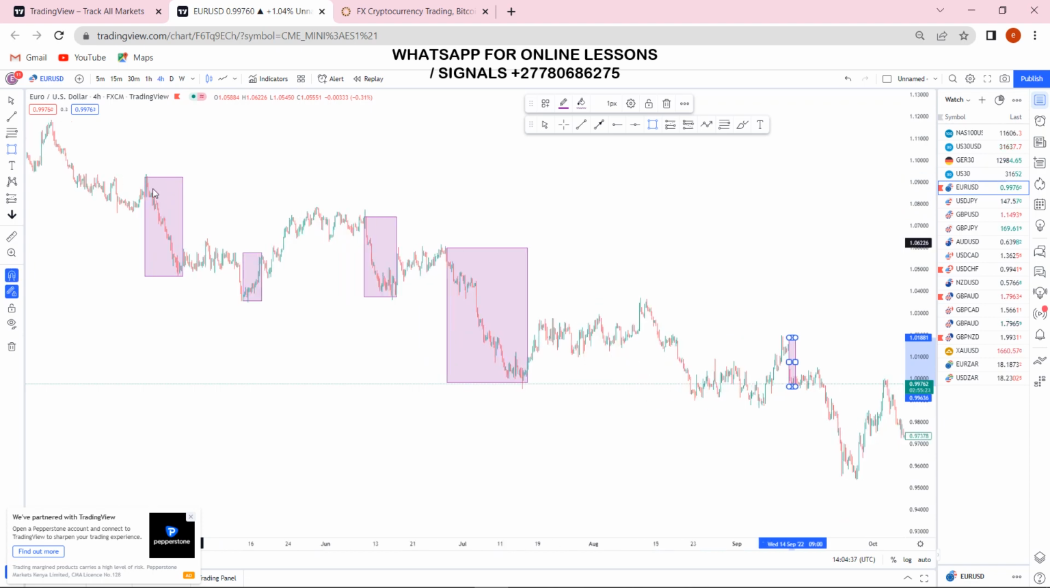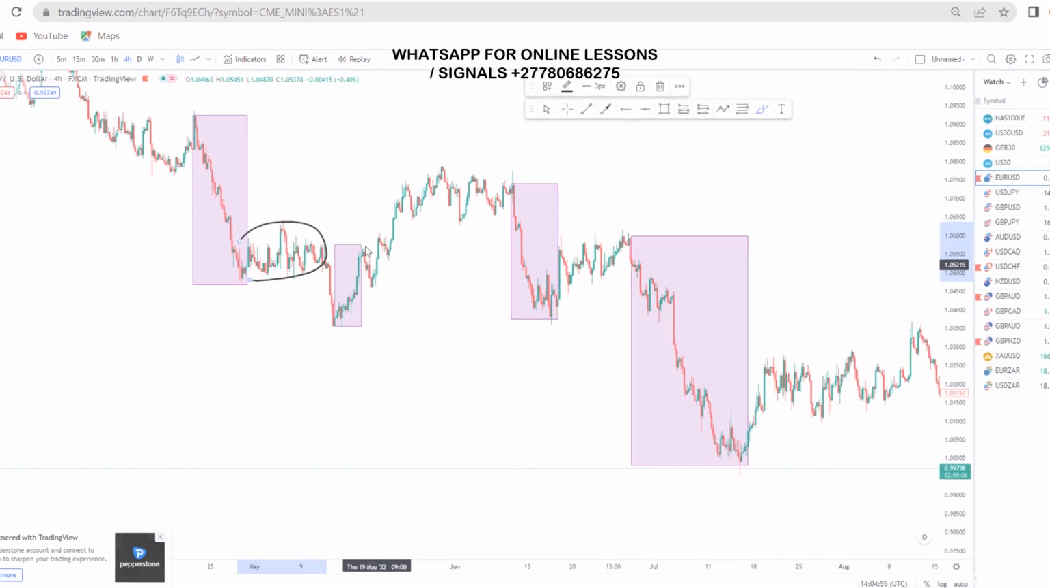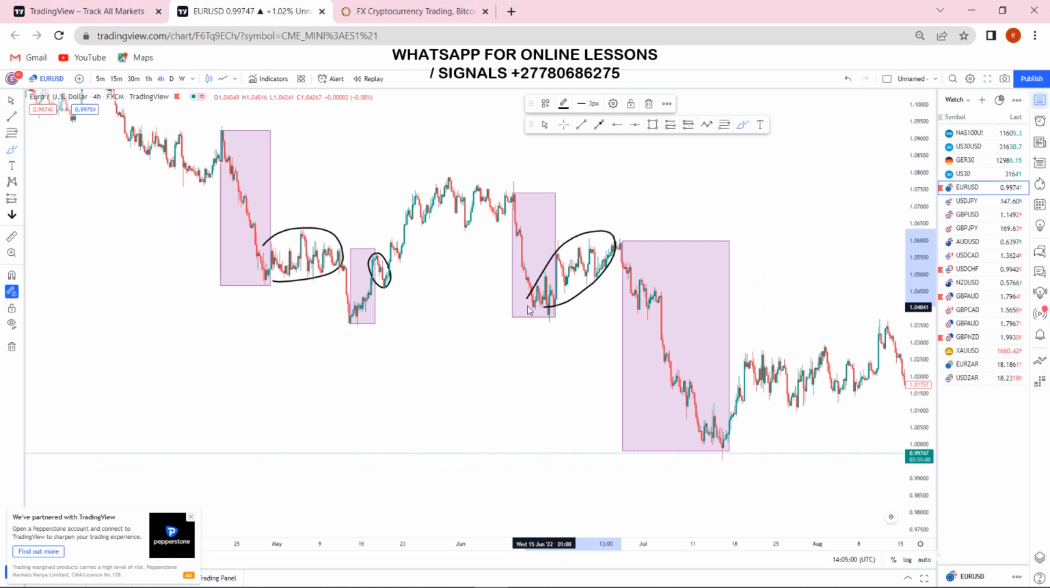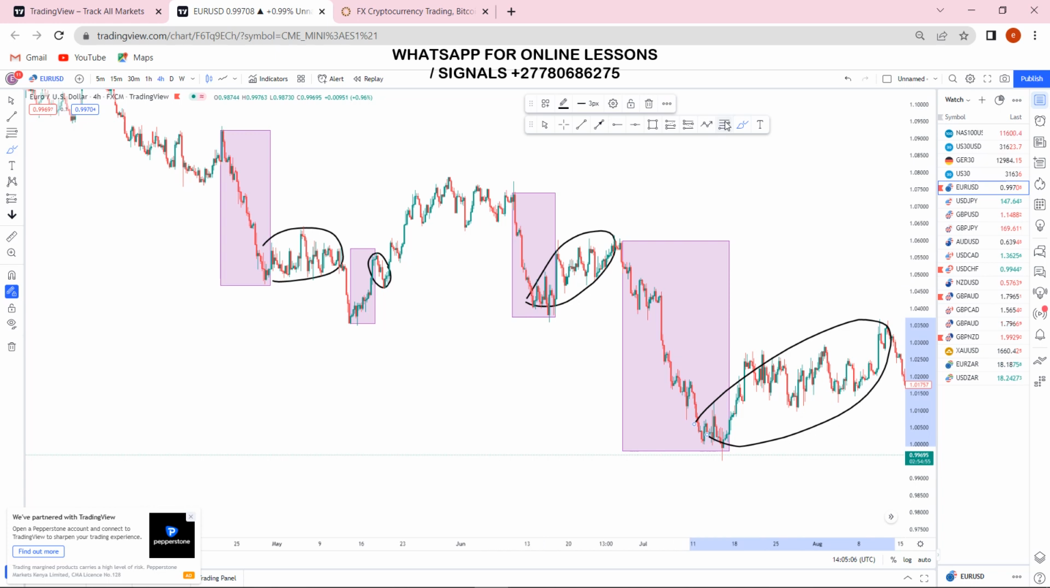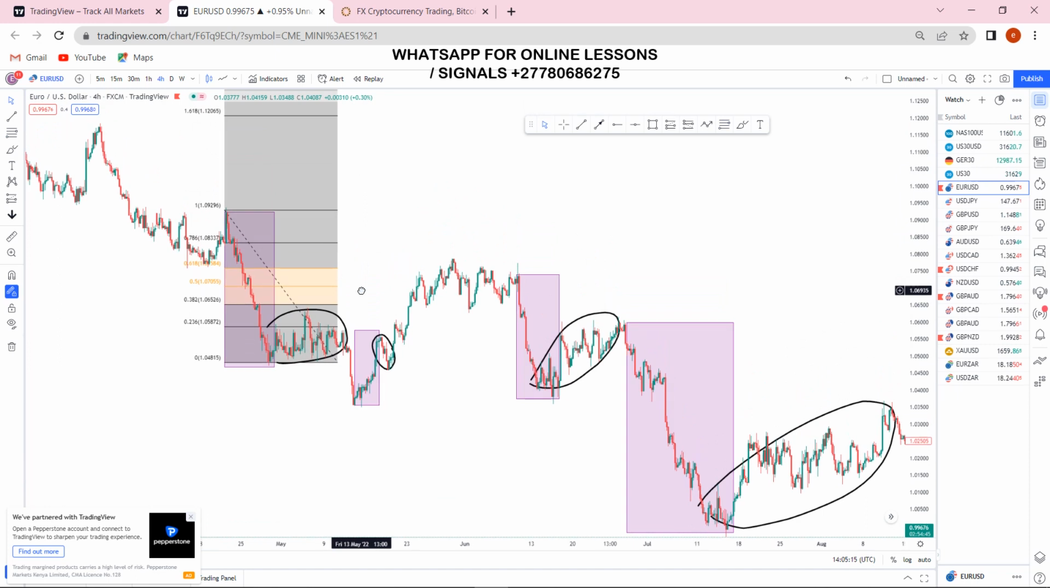So here you go. Let's first test the first impulse wave and see. Remember, this is the corrective structure that we are going to be measuring. And then for this one, this is the corrective structure that we are going to be measuring. And then this one, and then this whole corrective structure here. So let's just measure and see how it goes. All right, there you go. So as you can see, I started the Fibonacci retracement level right here, and then I ended it right here where the corrective structure started. I'm going to remove this so that you can properly see.